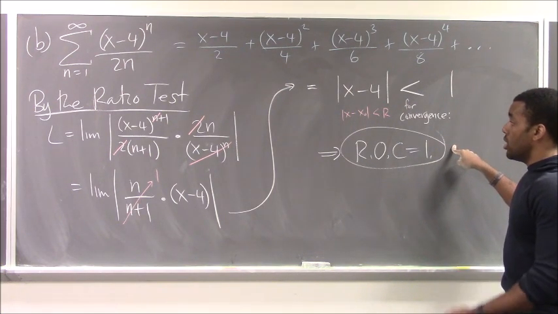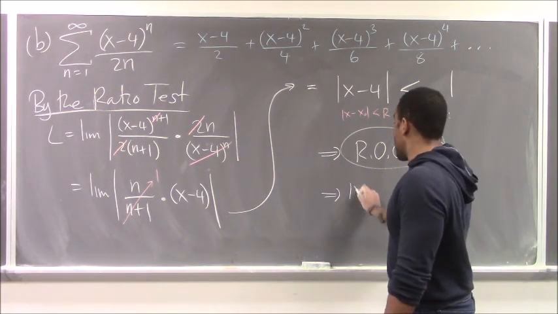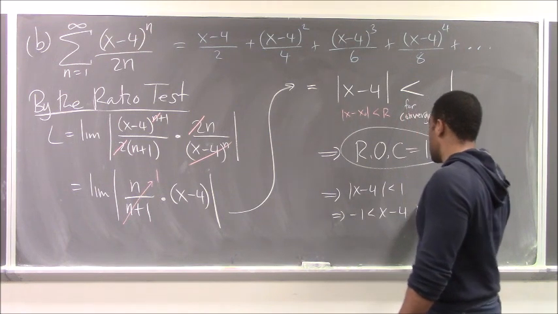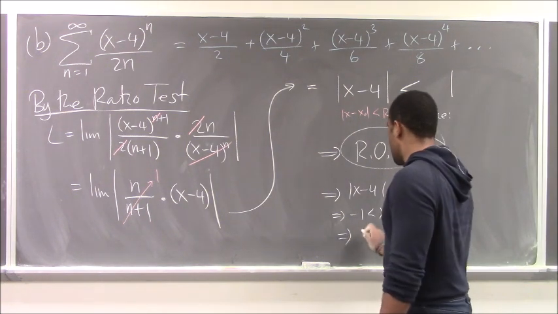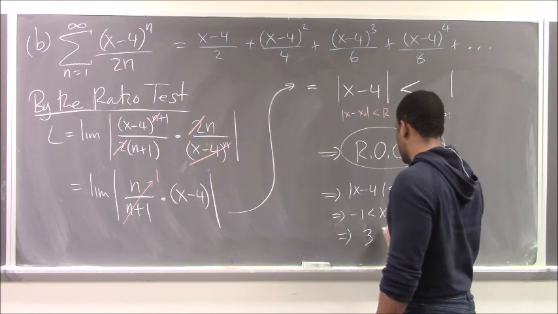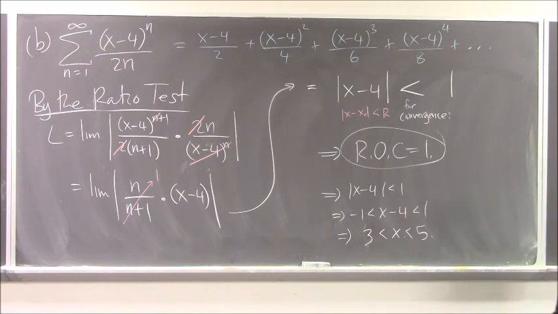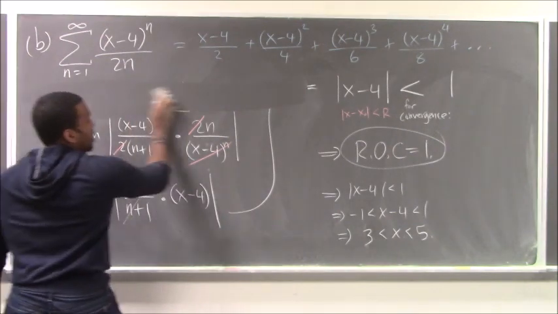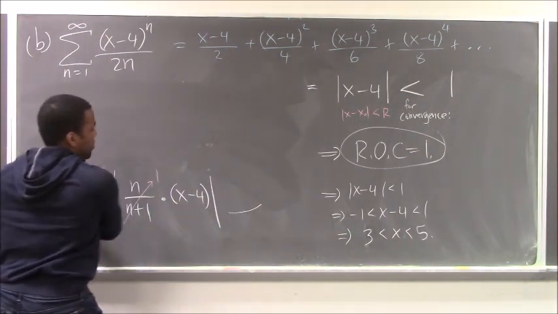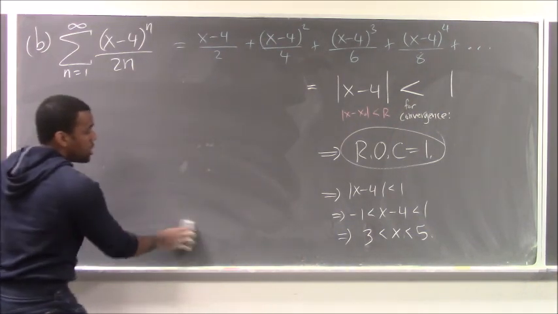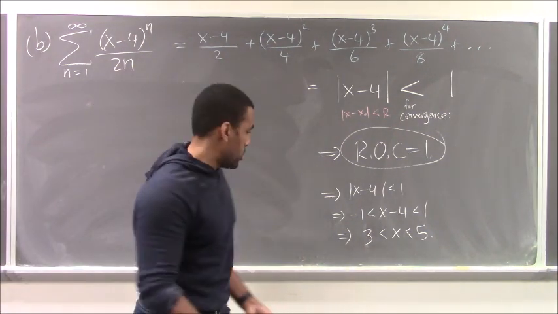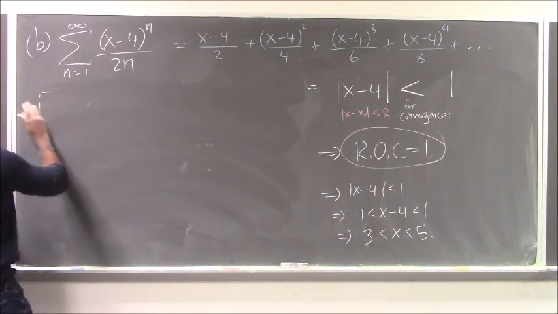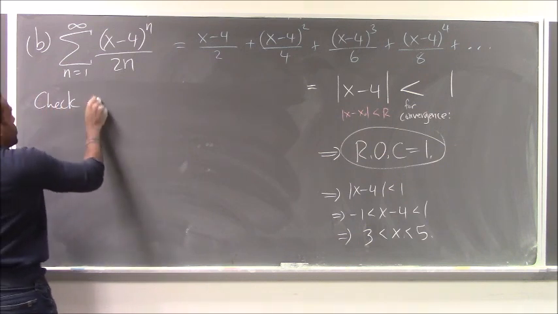So let's move on. Another thing that we know is that if the absolute value of x minus 4 is less than 1, then that means minus 1 is less than x minus 4 is less than 1. And that means that our x is between 3 and 5. So what we're going to do now is we're going to test the endpoints. What happens at x equals 3 and 5? I know it's going to work for everything in between 3 and 5. In fact, it's going to converge absolutely in between 3 and 5. What is going to actually work out for the endpoints? Check endpoints.